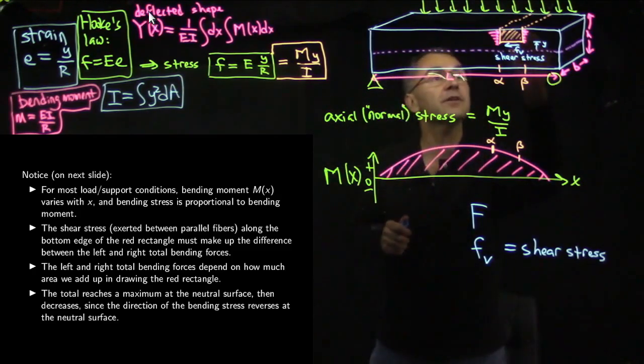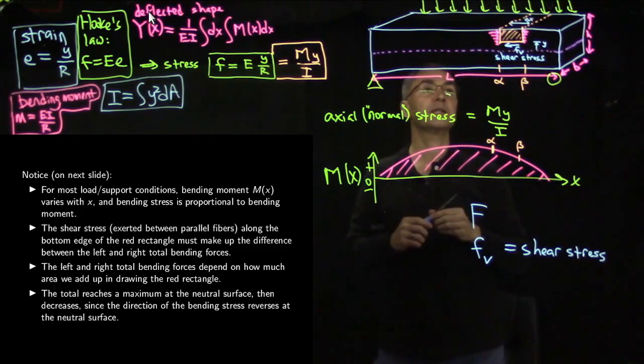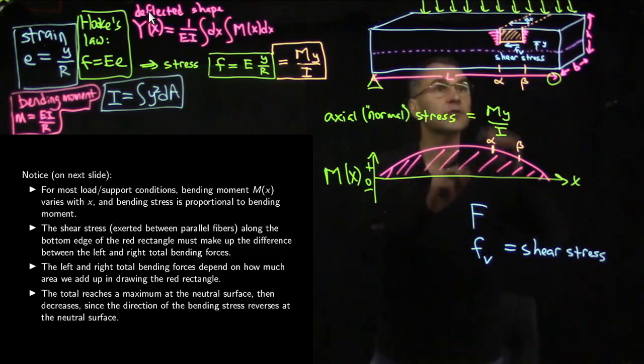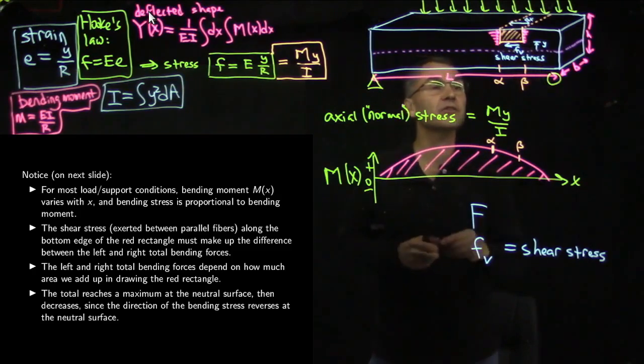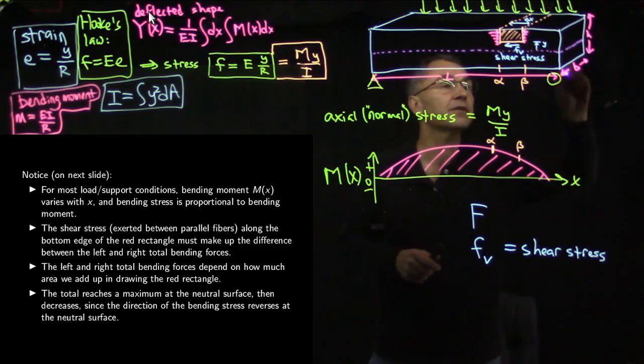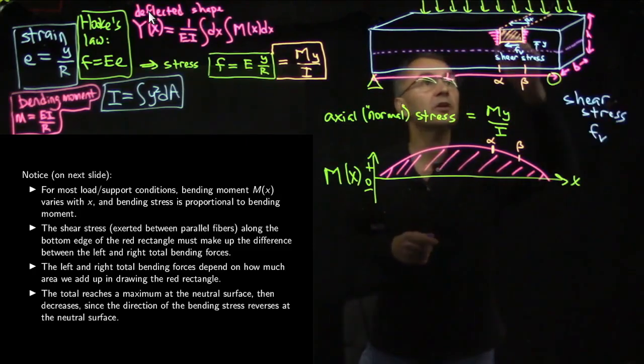So if I call this distance delta x, since we have x running along the length of the beam, then this shear stress is a force per unit area. And what is the relevant area? The relevant area is delta x times b, the width of the beam. So let's call this x, and this is going to be x plus delta x.